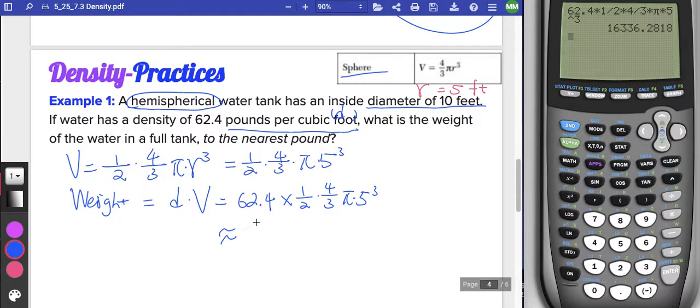I need to round the answer to the nearest pound, so it's going to be a whole number. After the decimal, which is 2, we are going to round down, so the answer is 16,336 pounds. That's our final answer for this one. Now let's move on to the next question.